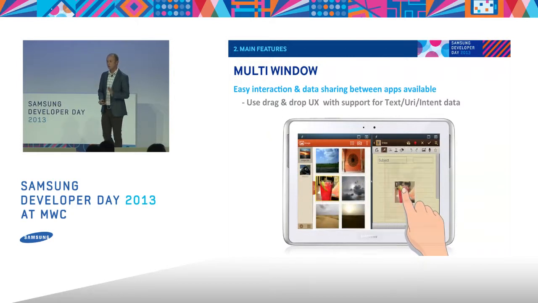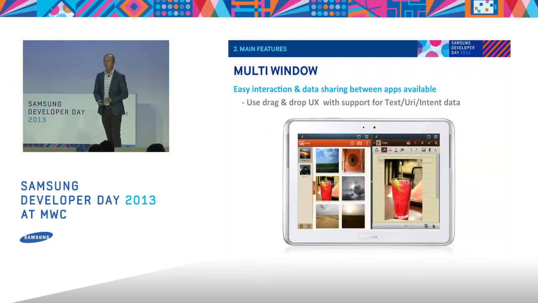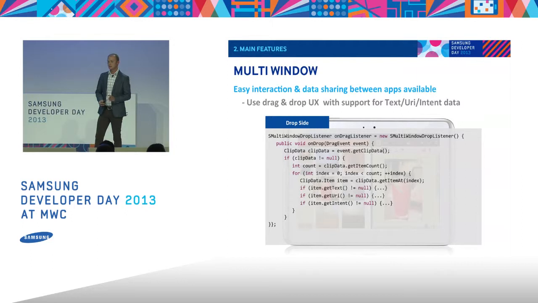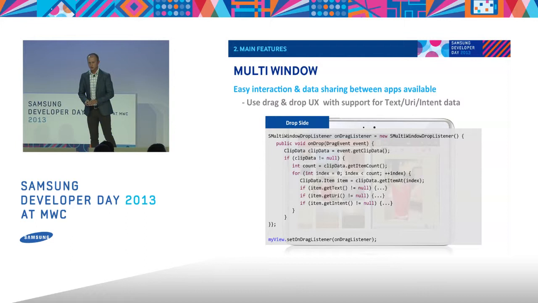When you're dropping data, you need to implement the onDrop function from the multi-window drop listener. The data received in the event can be identified and handled according to the data type within the onDrop handler. So please also remember to set the onDrop listener.